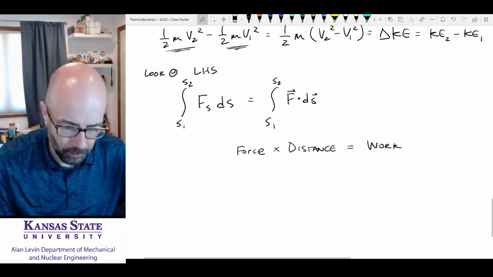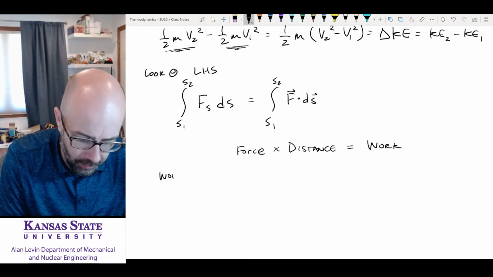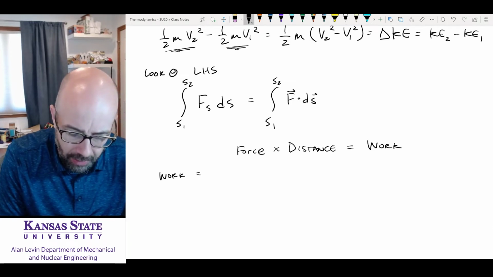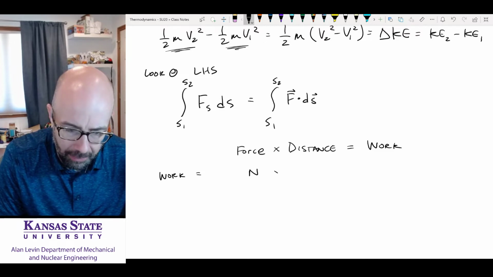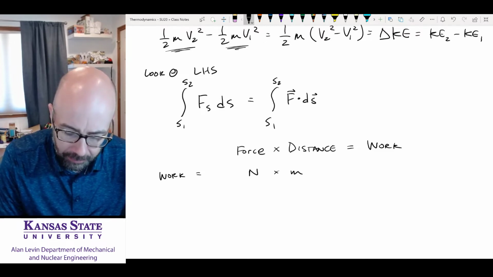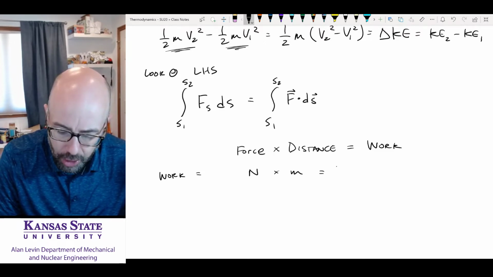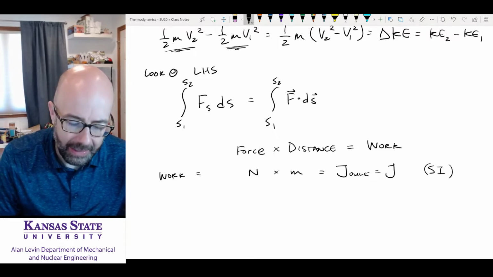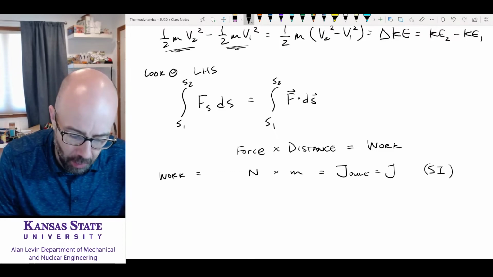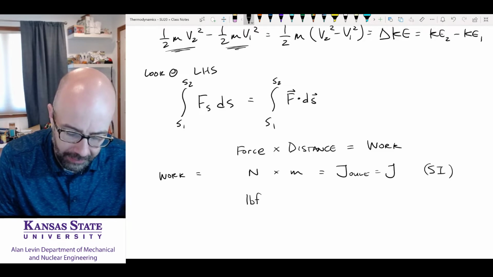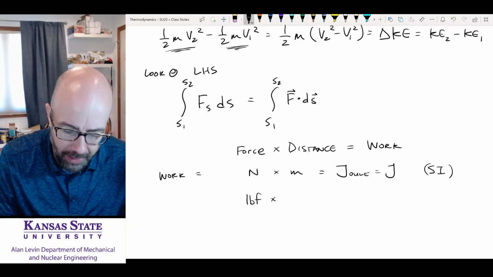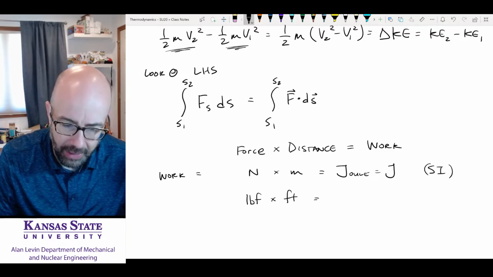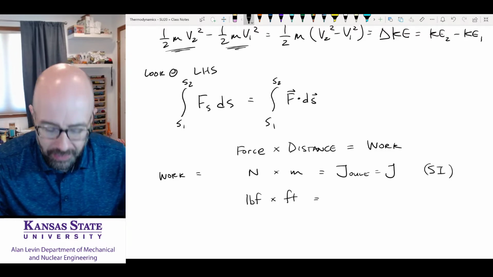So work is going to be in units of newtons times meters in SI, which is equal to a joule, which we're going to say is capital J. This is our SI units. And in English units, our force is going to be a pound force, and our distance is going to be a foot. And so we're going to get pounds force feet.